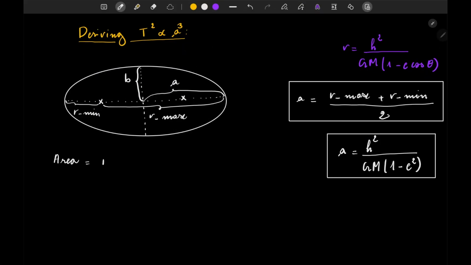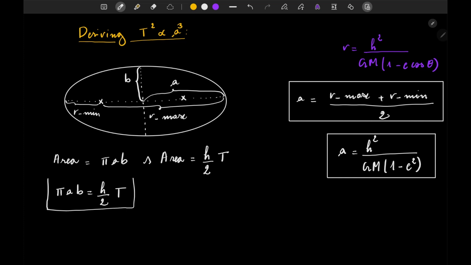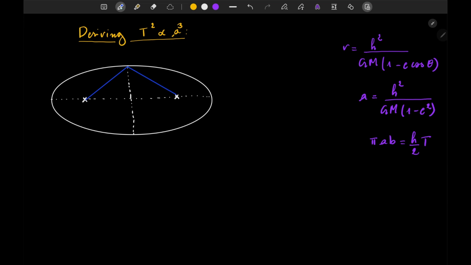We have that the area of the ellipse is equal to pi times a times b, and we got previously that the area of an ellipse is h over 2 times T, which is the period. So we get pi a b equals h over 2 times T, and by that we get our first link between a and T. Notice that given a point on the ellipse, the sum of distances between the point and the focus points is equal to 2a.